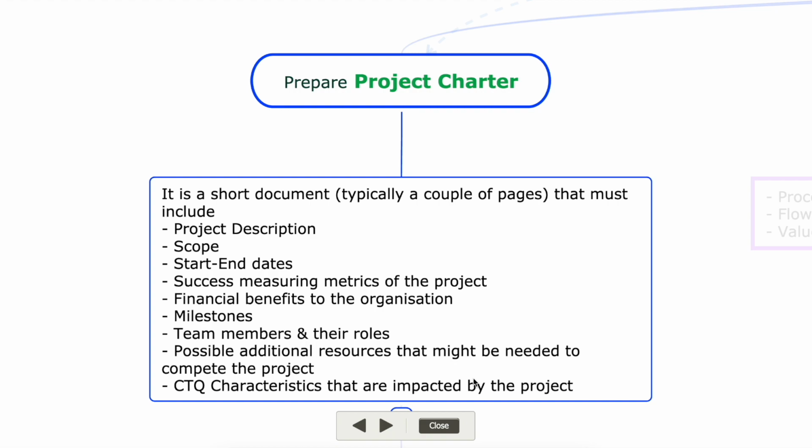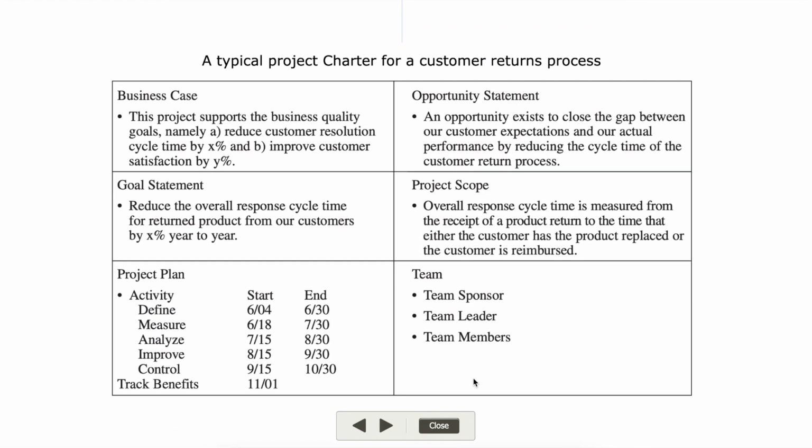Okay, an example of such a project charter is this one. Here you can see the project description, and this is the opportunity statement, that is, what is the opportunity that exists in the system. This is the goal, the scope of the project, plan, start and end dates. And then the team: the members will be listed here, and their roles, what they are going to do, will also be listed in this part. So this is a short document which we must compile during this major step.